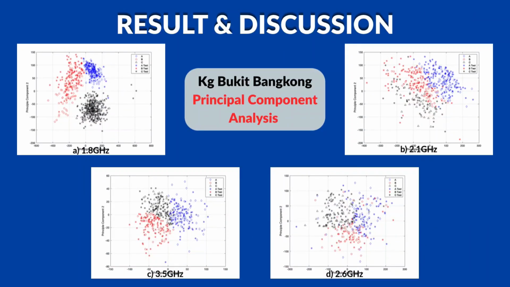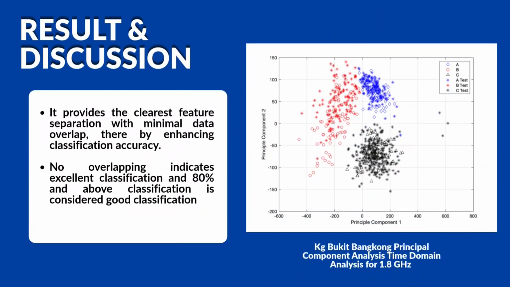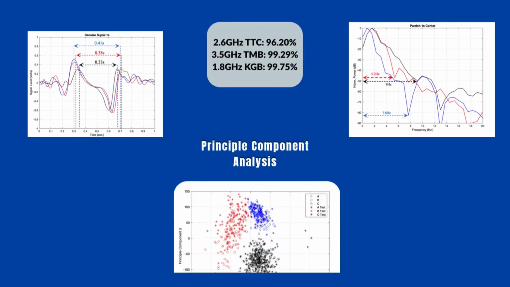This is the result of principal component analysis at Kampong Bukit Bangkong with 4 different frequencies. The clearest feature separation with minimal overlap improves classification accuracy, and an accuracy of 80% or above is considered good.